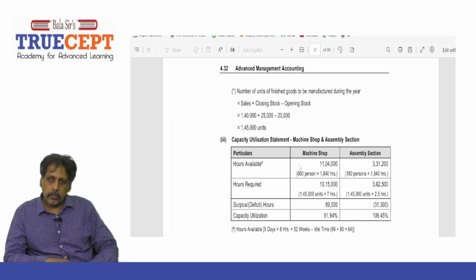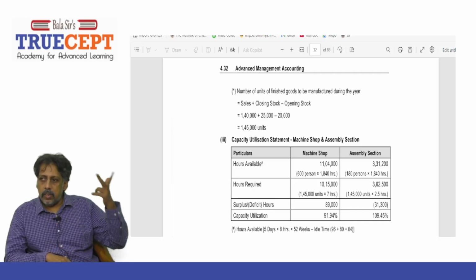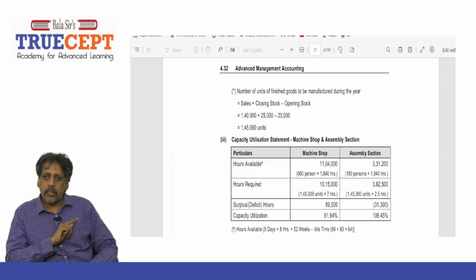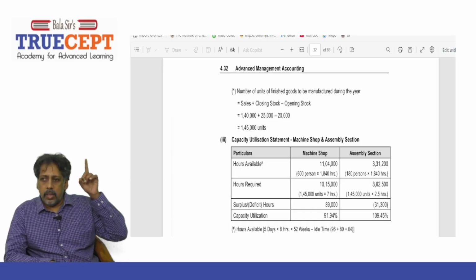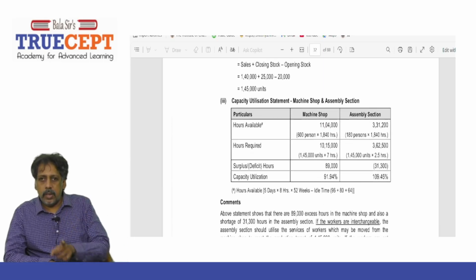So the number of units of finished goods to be manufactured during the year is sales plus closing stock minus opening stock. You all remember: sales quantity, add closing stock of finished goods, minus opening stock of finished goods. 1,40,000 units add 25,000 units minus 20,000 units is equal to 1,45,000. That is the quantity you are supposed to manufacture in the budget period.